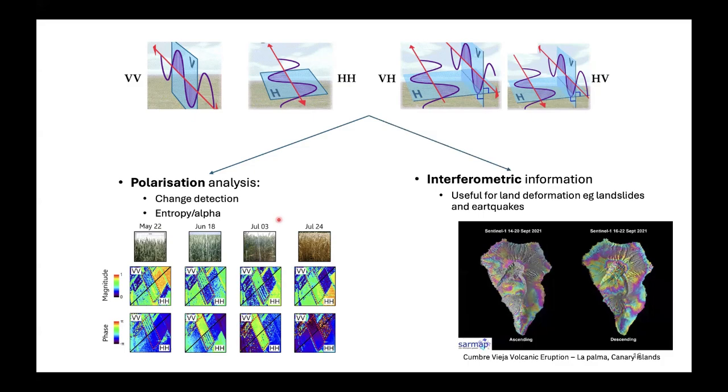Another thing you can do is called interferometric information. And why this is interesting is that you can get super high precision differences between the phases of different acquisitions. And this tells you about land deformation. It's specifically used for landslides, earthquakes. There's a typo here. If volcanoes are about to burst, this you can also monitor with interferometry. And these are really the two main pillars of using microwave imagery for Earth observation.